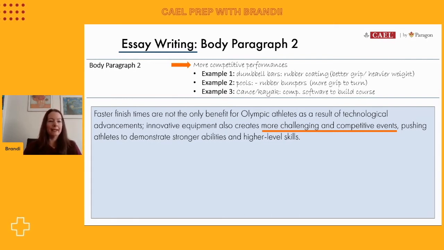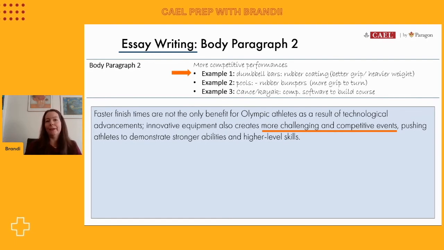At any rate, we have our topic. So we're now ready to look at how we want to incorporate these examples into the writing. So the first one's all about dumbbell bars. We learned from the reading passage that they are now coated with this special rubber coating. And that allows the athletes then to grip that bar a lot more firmly so that they can lift heavier weights.